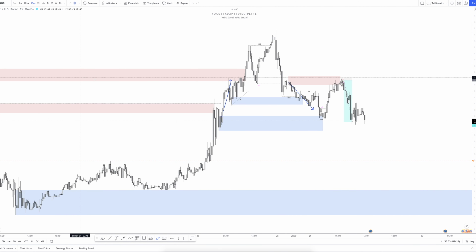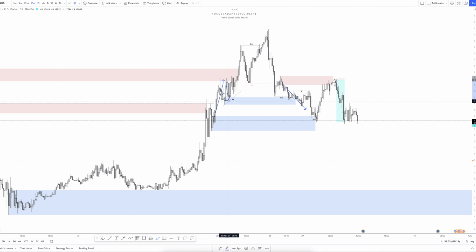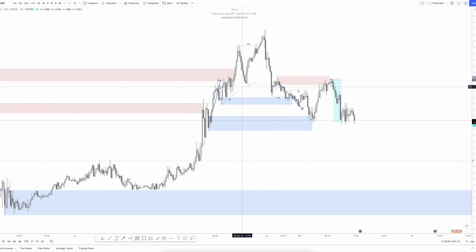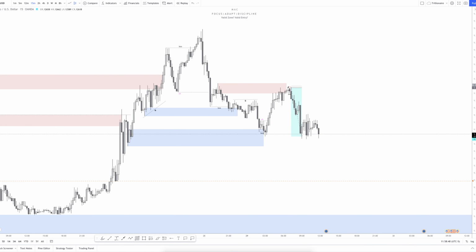So price interacts with this supply, pushes to the downside, demand comes into the market, and then we finally push to the upside to take out that supply zone, right? Let's get rid of this, and let's get rid of this. So now that we have the M15 time frame all broken down, we can kind of go into our M1. What happens when price taps into this area within my valid trading time?